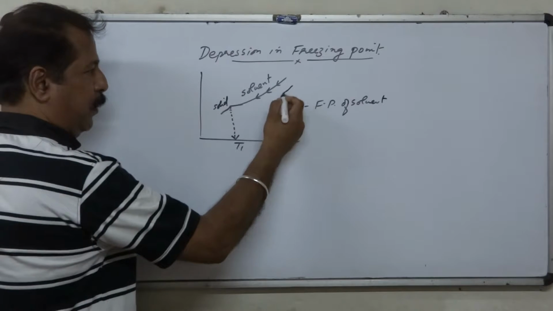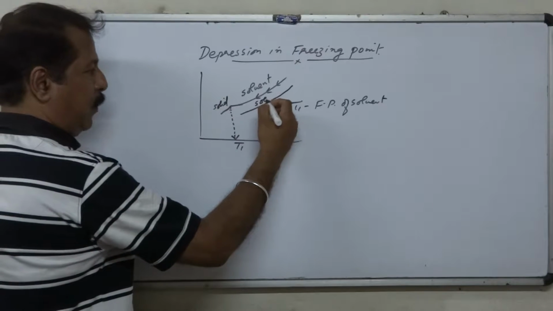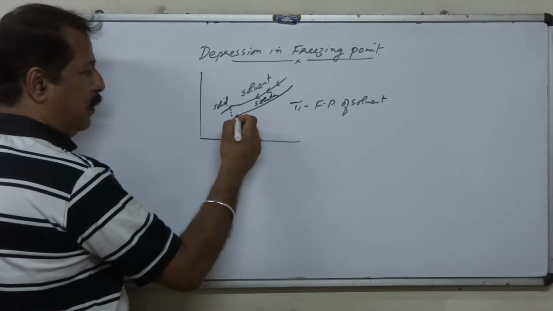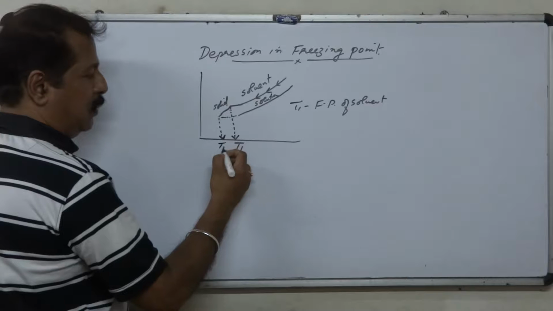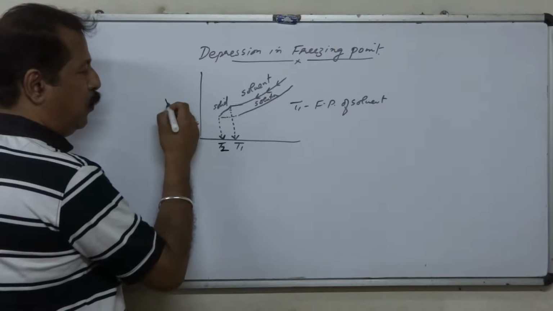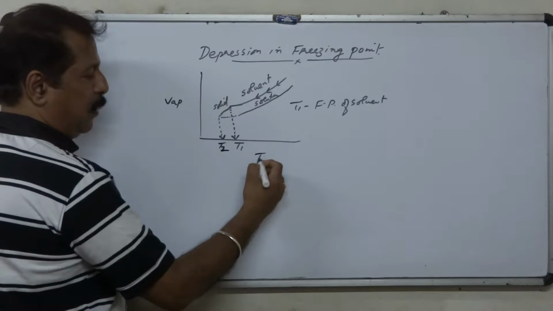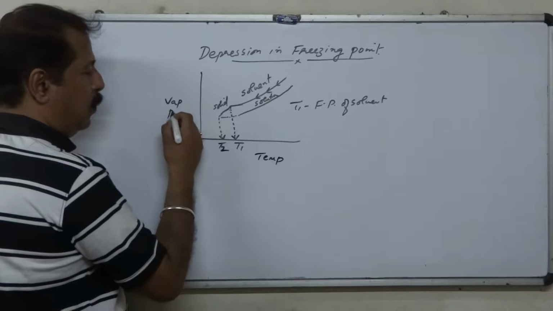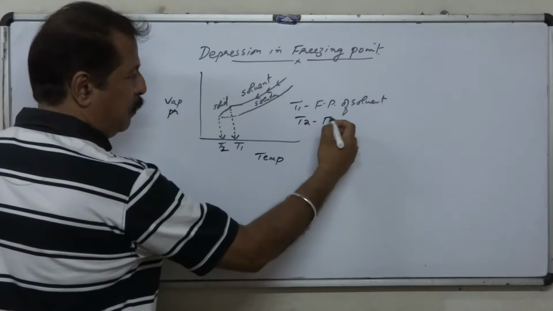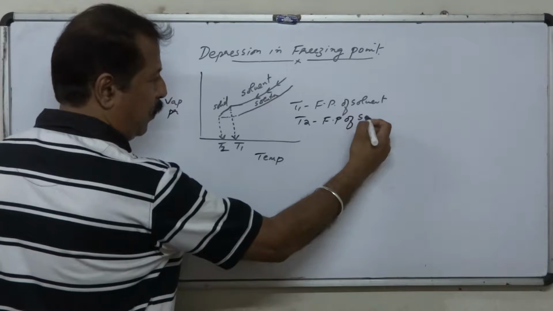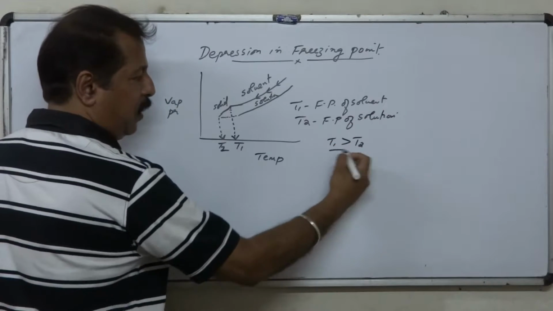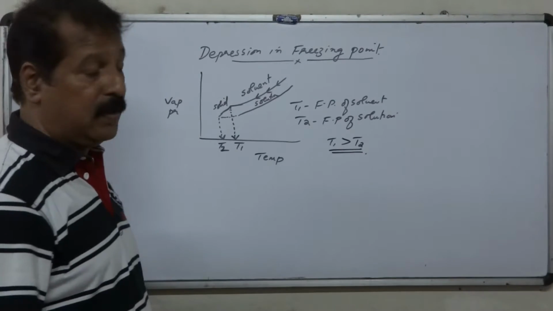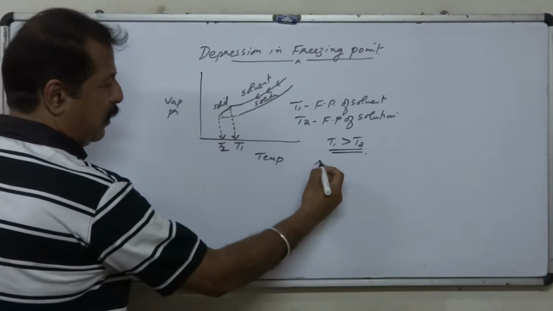And again you are reducing the temperature of a solution. You will get another temperature that will always be lower than T1, and that is given by the letter T2. Here you have vapor pressure and here you have temperature. So T2 is the freezing point of the solution. Here T1 is greater than T2. So the difference is given by delta TF.